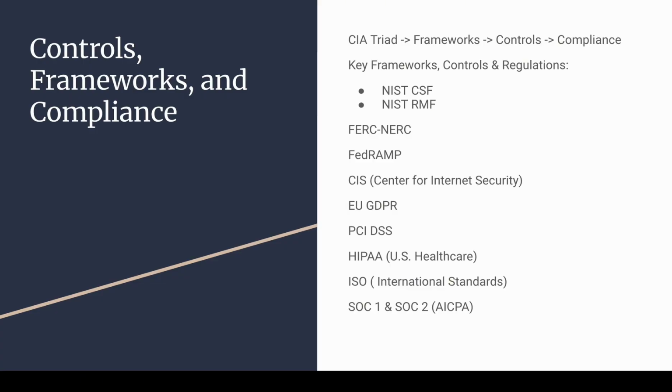ISO, which is International Standards, so global standards for technology management and processes, and it improves efficiency, consistency, and cross-border operations. Finally, we have SOC 1 and SOC 2 from the AICPA. This is an audit-based report that focuses on user access, risk, and financial compliance, and it covers confidentiality, integrity, availability, privacy, and security. So failures can lead to fraud.